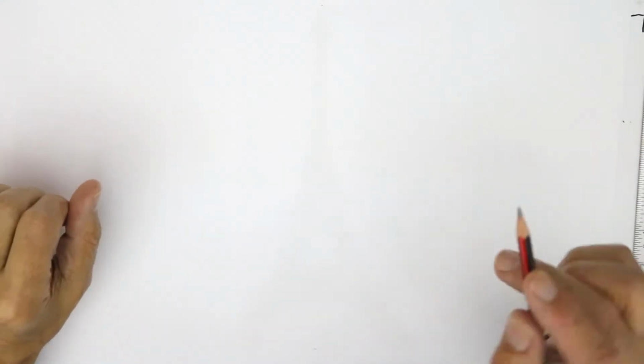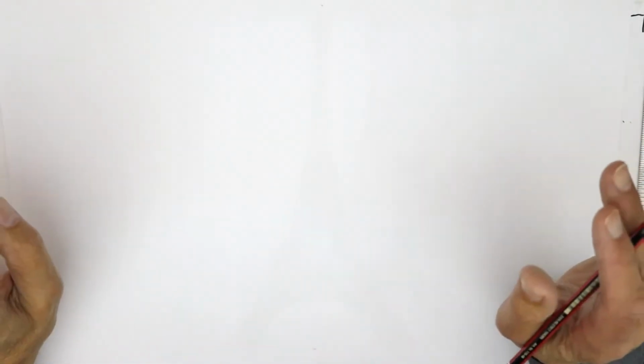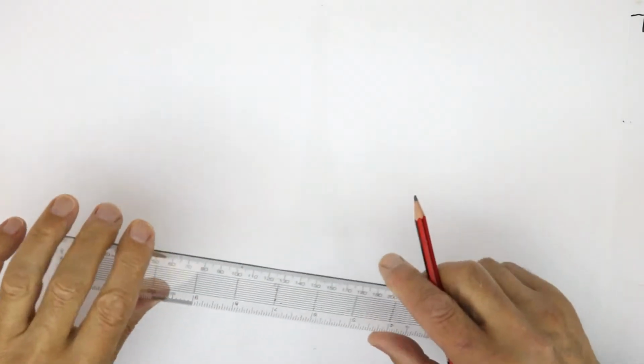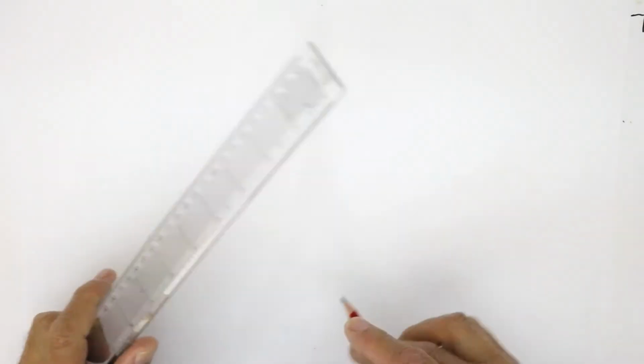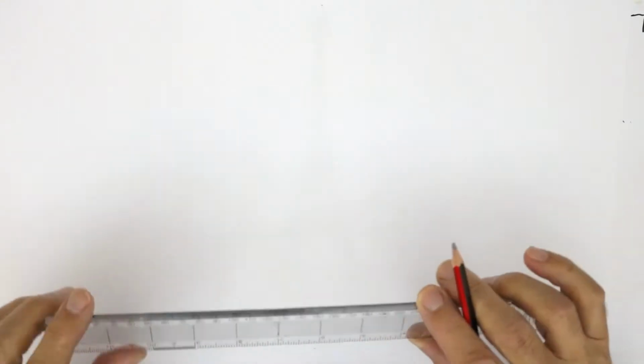Now, one of the most famous structures in the world, of course, is the Eiffel Tower in Paris. And what I'm going to do is use a ruler. First of all, I'm not going to use a ruler to draw the thing. I'm going to use it to get the proportions right.